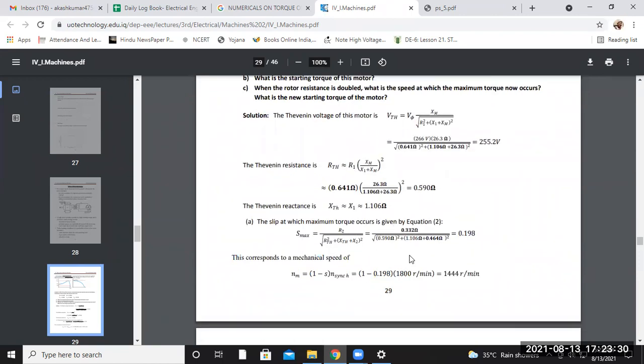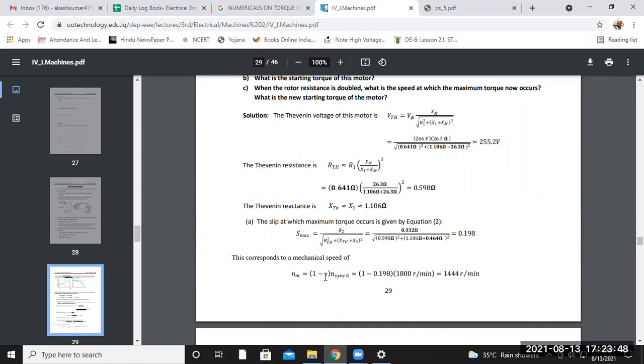Now by putting in these values, you will get the slip at which the maximum torque occurs, given by the value 0.198, or in percentage form, 19.8% slip for your maximum torque.